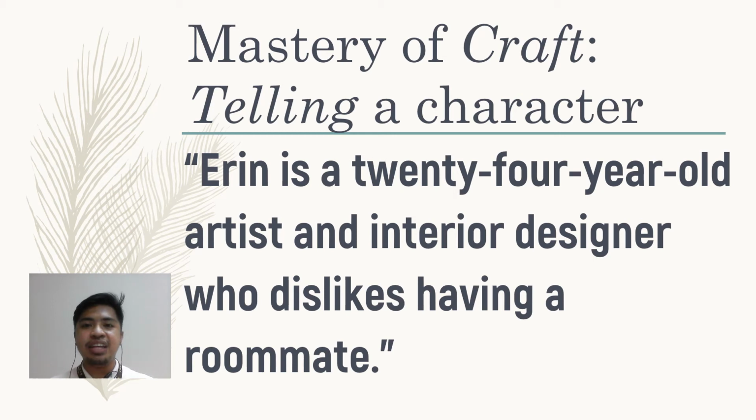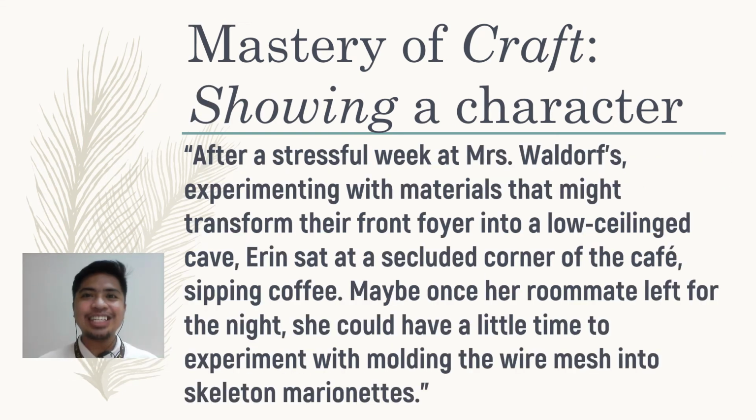You directly reveal the age, 24-year-old. You directly reveal the work of Erin, artist. She is an interior designer. And then Erin has a particular trait which is she dislikes having a roommate. That's already telling a character. You describe your character directly. Unlike, let's look at the example below. Sorry, in the slide. I am using the same character, Erin, but this time it's a little expanded if you look at it.